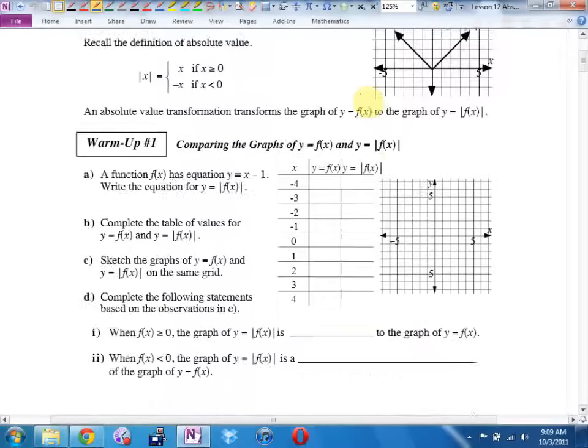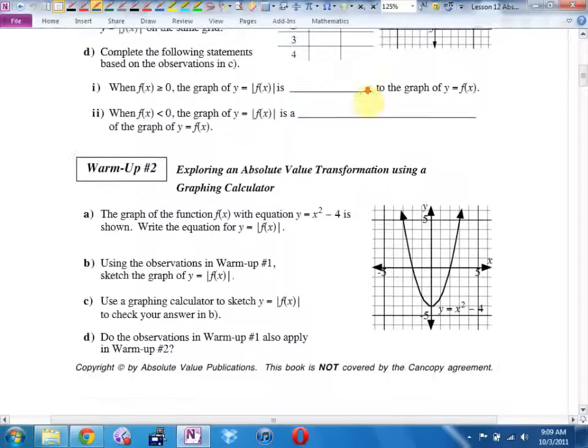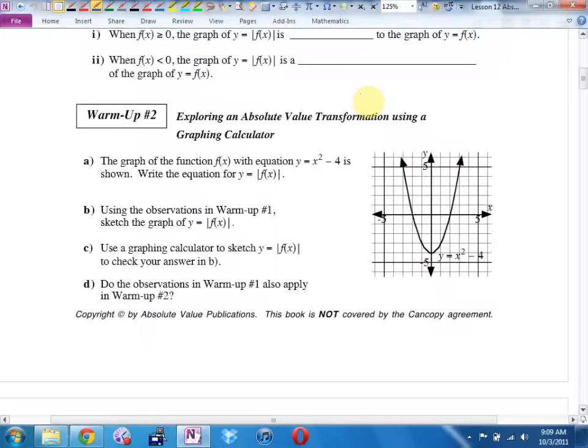Warm-up number 2. It says we're supposed to use a graphing calculator. To you, I say, no, no, we're going to use our brains. It says they've graphed f of x, where f of x is x squared minus 4. And then it says write the equation for the absolute value of f of x, the absolute value of the heights. Any heights that are positive will be invariant. That will stay where it is.